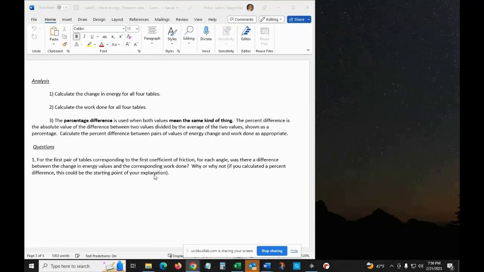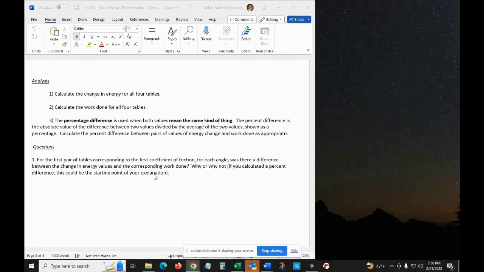You're going to calculate the change of energy. You're going to calculate the work. These calculations are to be independent of each other. The purpose of the lab is to show that the change in energy is equal to the work done. Work is force times distance along the incline. Independent of that, you are going to find the change in energy.